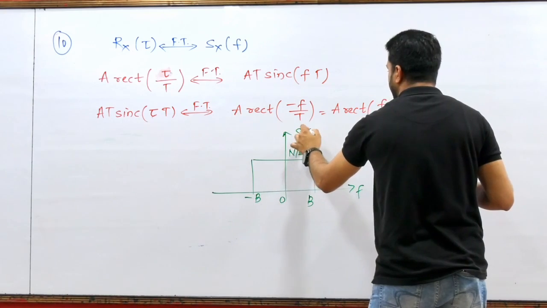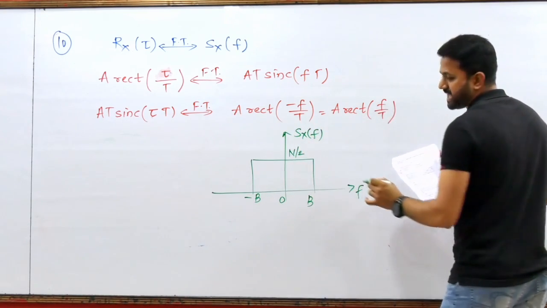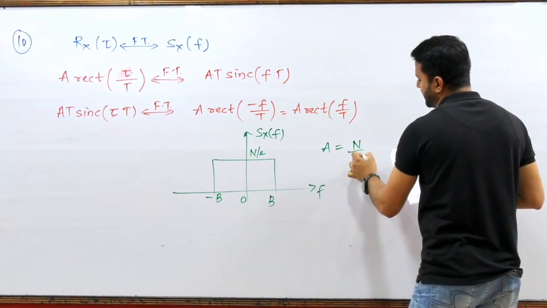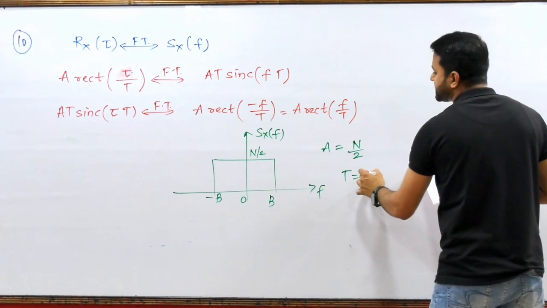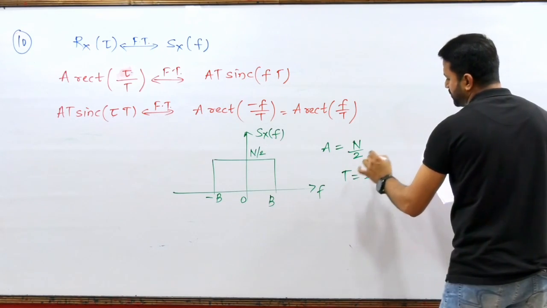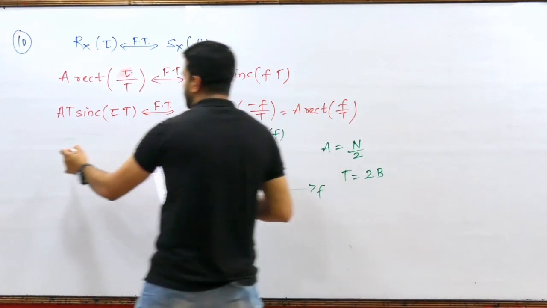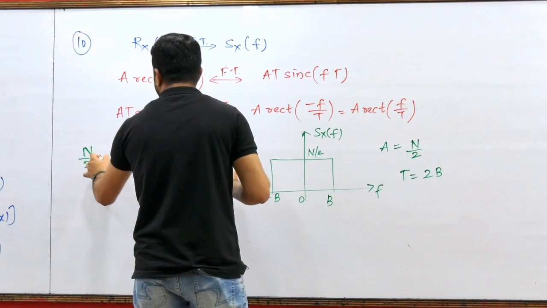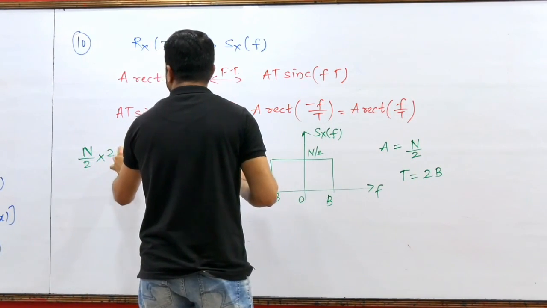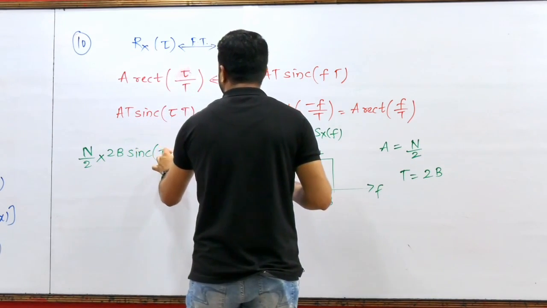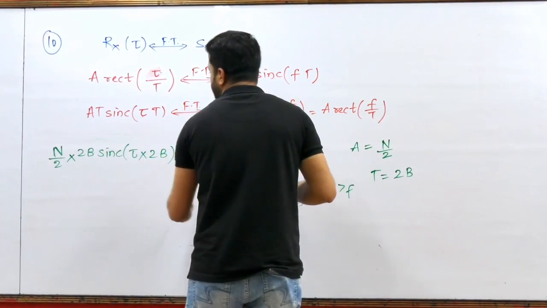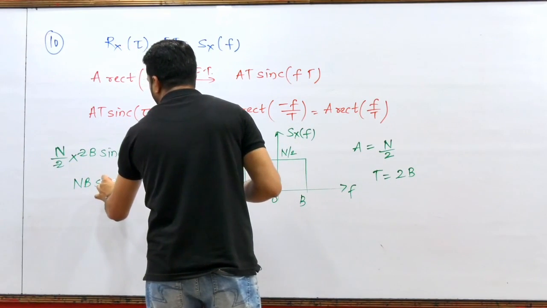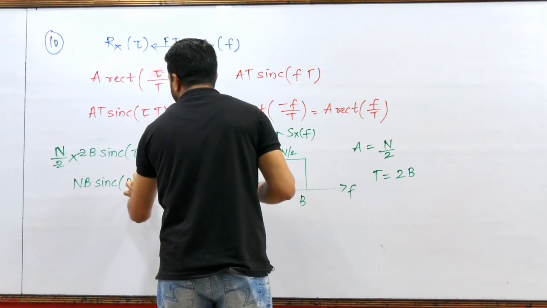So this Sx of f is given, so these two are same. If I compare, I will get the value of A, which is the height of the rectangular pulse, and capital T, which is the width of this rectangular pulse, as 2B. If I substitute the value here, I will get n by 2 into T, which is 2B, and sinc of tau into T, T is 2B here. So the 2 and 2 get cancelled, and we get nB sinc of 2 tau B.